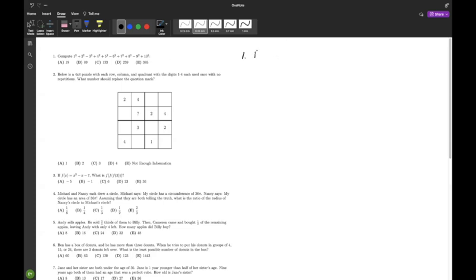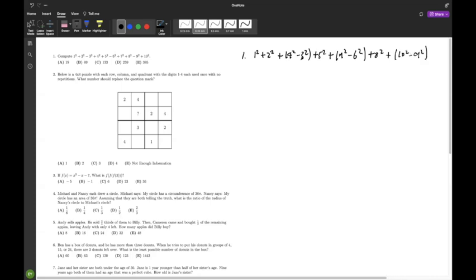So we have 1 squared plus 2 squared plus 4 squared minus 3 squared. We can do this, right? We're just rearranging the terms. And we have 5 squared plus 7 squared minus 6 squared, plus 8 squared plus 10 squared minus 9 squared.